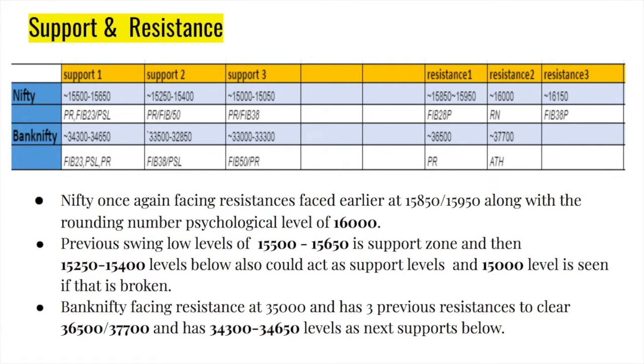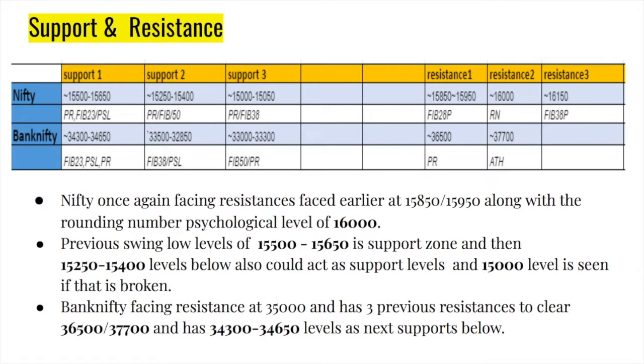Let's look at the support and resistance zones. On Nifty, you can see 15,500 and 15,650 is the support zone. After that, you have 15,250 and 15,400. After that, you have 15,000. That is on the downside. Resistances are 15,850 and 15,950, and then after that, you have the round number of 16,000. Then above that, based on the Fibonacci projections, 16,150 may have some resistance. So basically, the resistance remains the same for the Nifty.